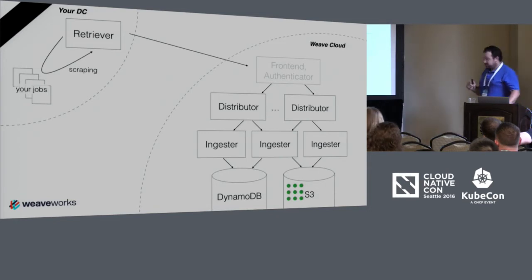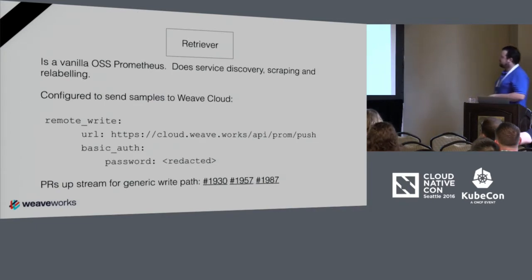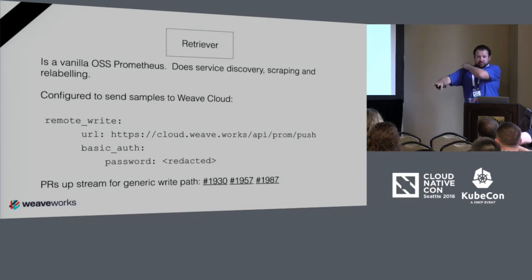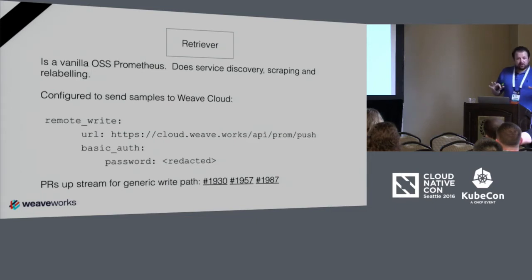Anyway, let's go through each system a bit more. How do you set this up? So, as I said, Retriever is a vanilla open source Prometheus. Go and download it from Docker Hub or the Prometheus website. All the service discovery scraping that you know and love about Prometheus, if people don't know what I'm talking about, then hopefully someone else will cover that later. But I can go into it in detail if you like.